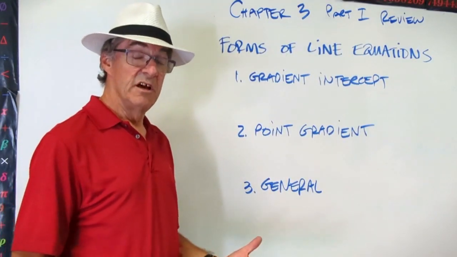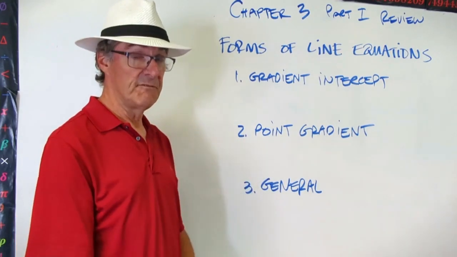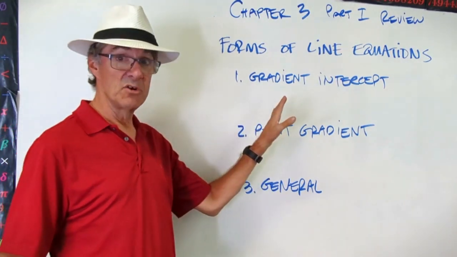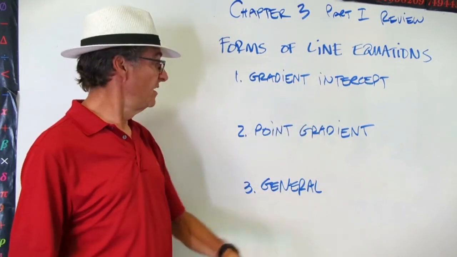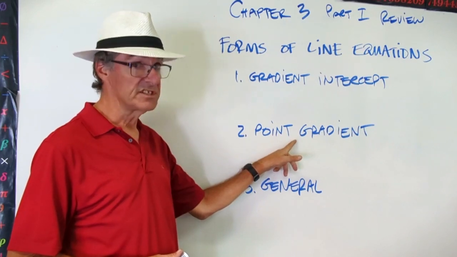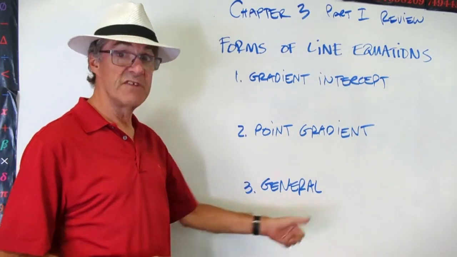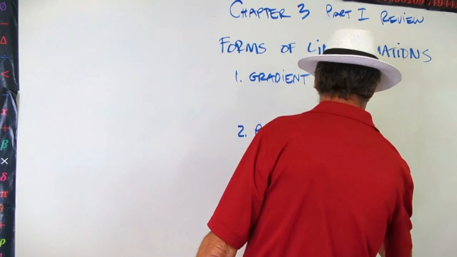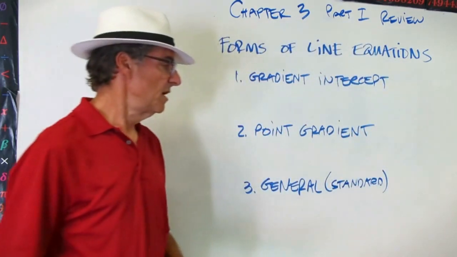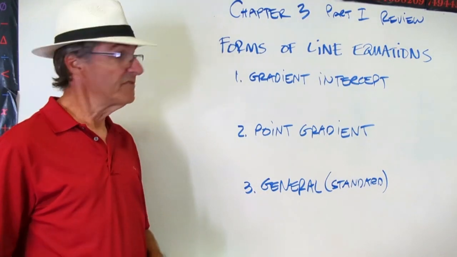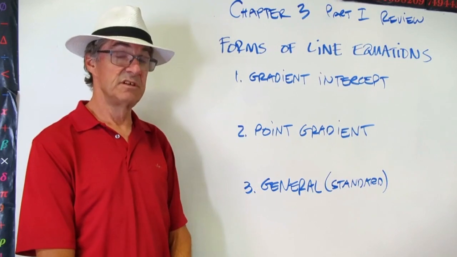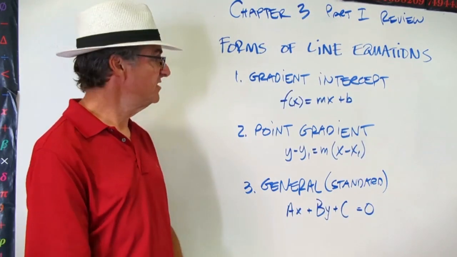As we moved on, we explored 3 different forms for line equations. The first form is probably the one that you're most familiar with. That's gradient intercept. The second form was a very useful one called point gradient. That was how we got into some line equations. And then finally we had general or standard form for a line equation. So I want you to pause the video and write down the general forms for these 3 types of line equations. All right, let's see how you did.